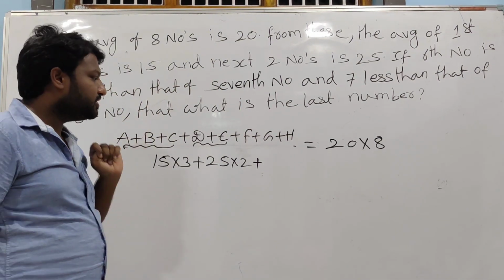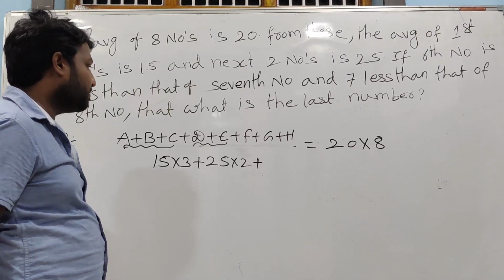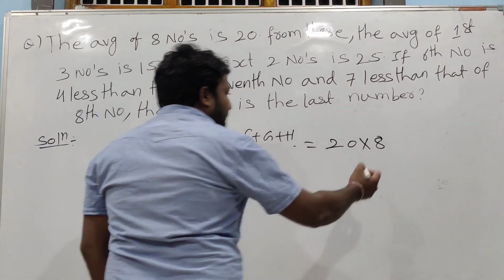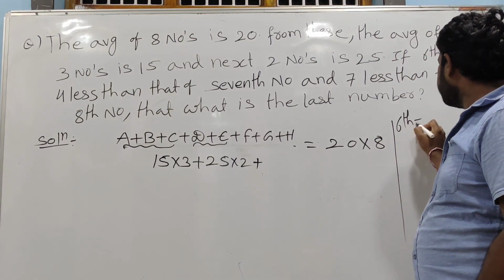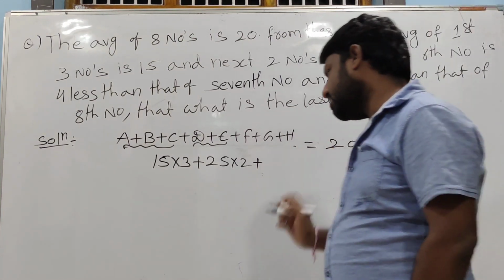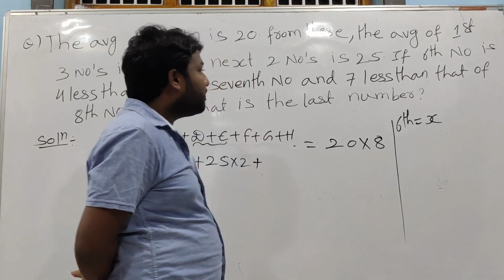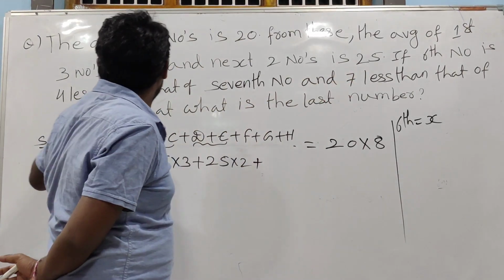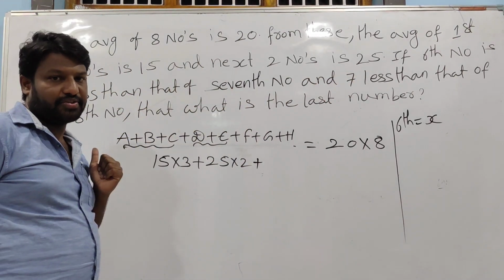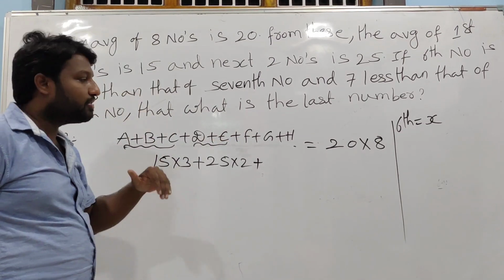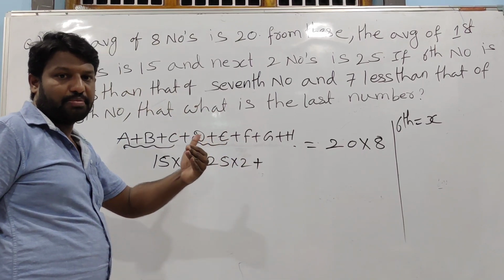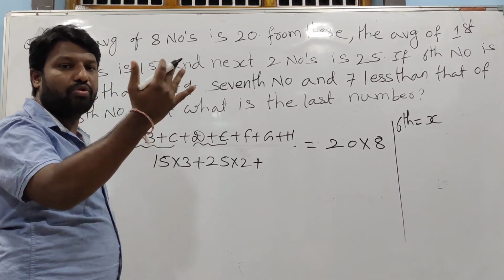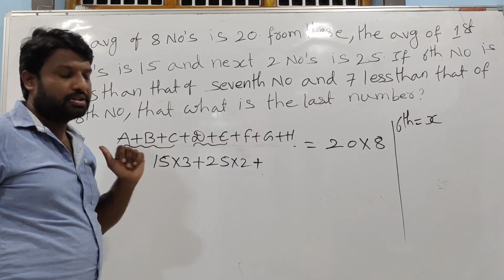Next they have given the condition that if the sixth number is 4 less than that of 7th number. So let us say I am taking the sixth number as x. Now what condition they have given? The sixth number is 4 less than that of 7th number. If sixth number is x, then what will be the 7th number? Then 7th number will become 4 greater than the 6th number. See this.